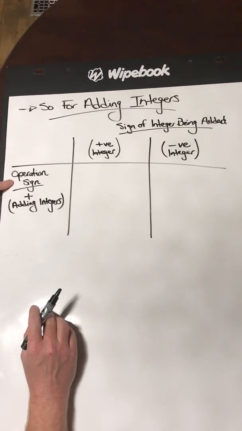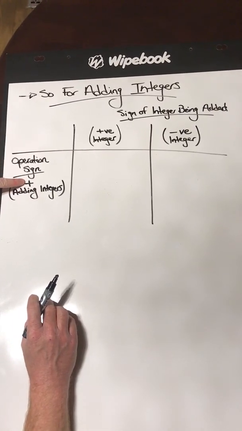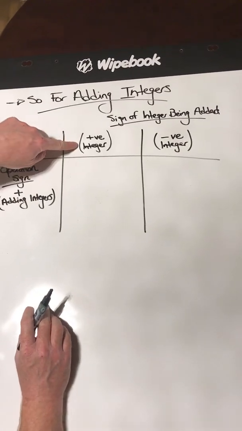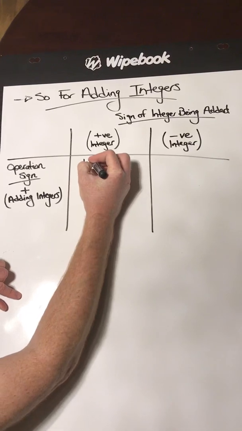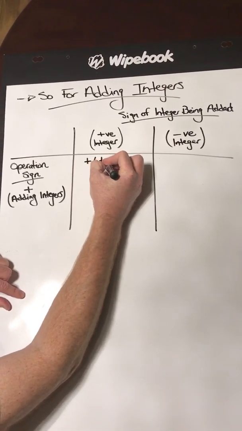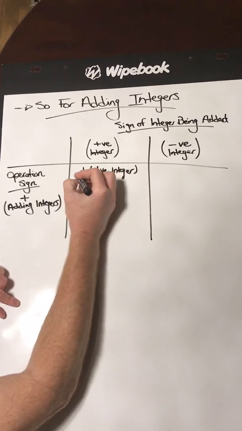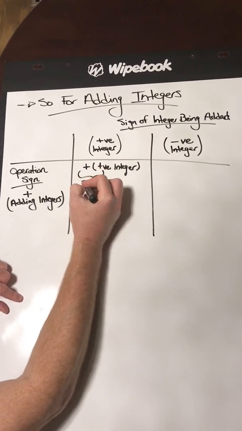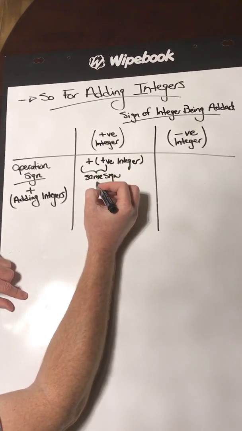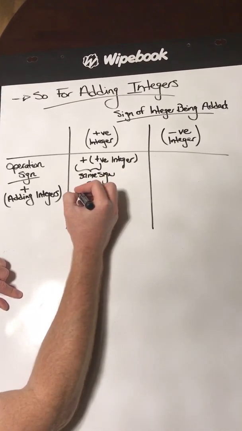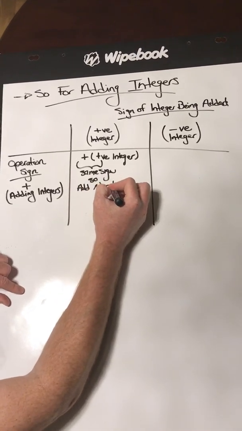Okay, so if the operation sign, in this case, the operation sign is addition, so adding or a positive, and if it's a positive integer, we have an addition sign, a positive, plus a positive integer. We have that they are the same sign. So we are going to add the number. We're going to add the integer number.